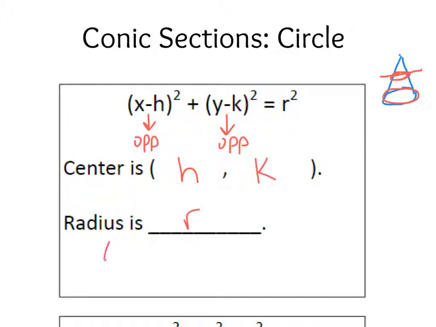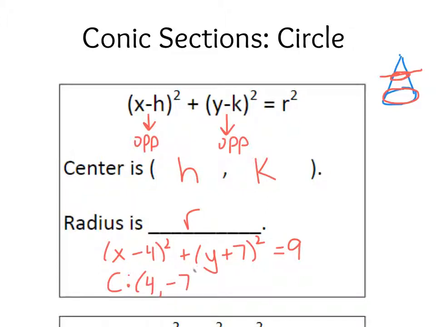So say I have the equation (x minus 4) squared plus (y plus 7) squared equals 9. Then my center would be the point positive 4, negative 7, and my radius would be the square root of 9, which is 3.